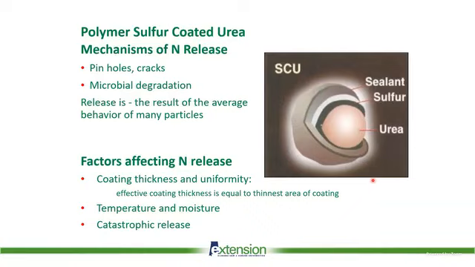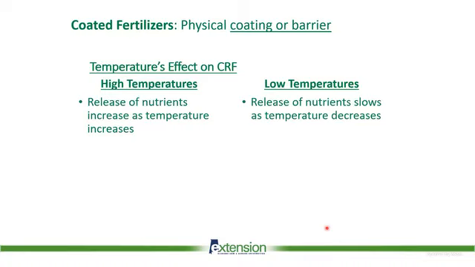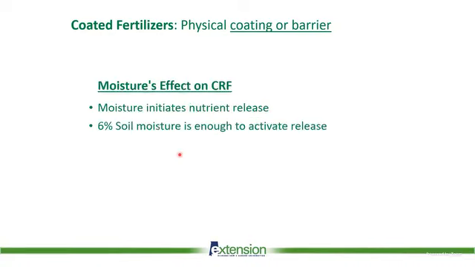So in the turf world, a major thing that will make a slow release fertilizer not slow release anymore is running over these prills with a lawnmower and breaking them. And that's what's called catastrophic release. Usually you get better diffusion through these coatings when it's hot than when it's cold. So these things do release faster when it's hot than when it's cold.